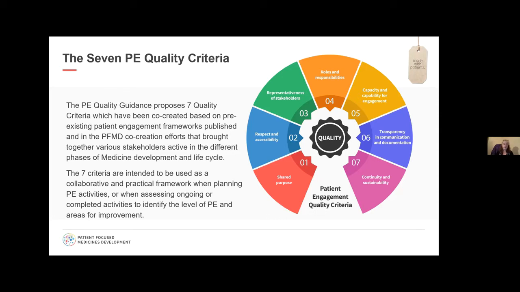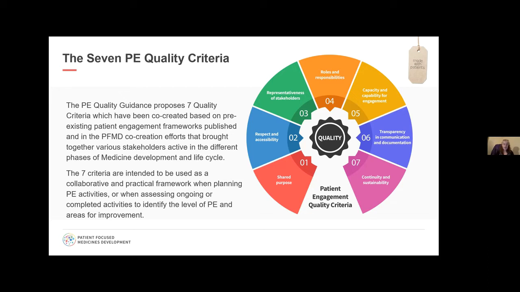PFMD believe that patient engagement can be a doorway to achieving patient-centric ideals, and also believe that patients should be included from the onset. They used a unique approach following the clinical trial process to develop tools that can help you to construct and design patient engagement strategies before and during designing your trial. One of those tools that was created was this patient engagement quality guidance criteria.